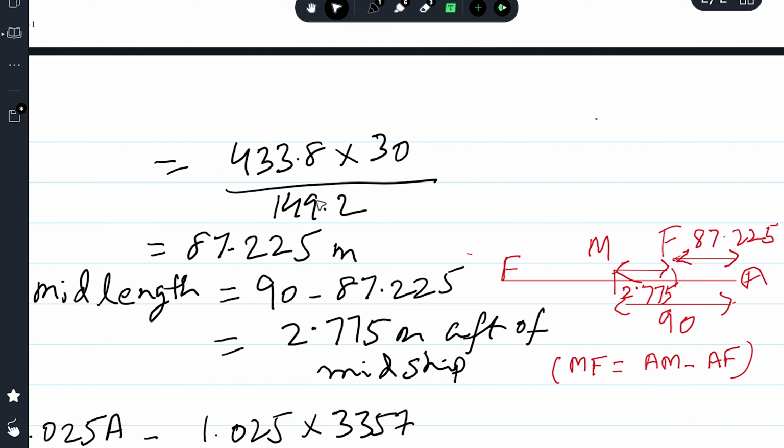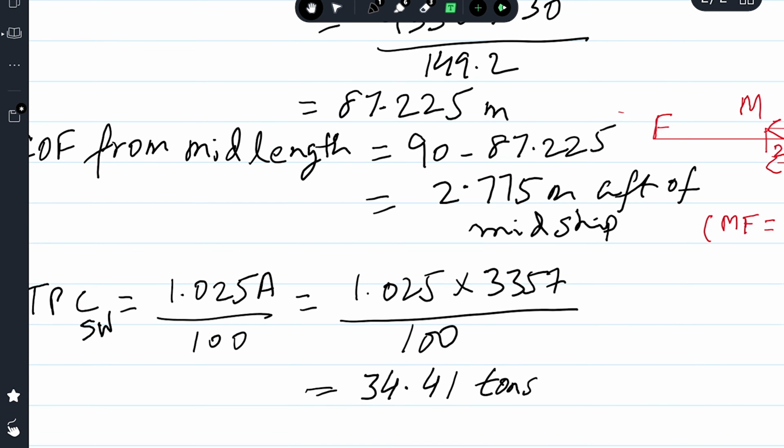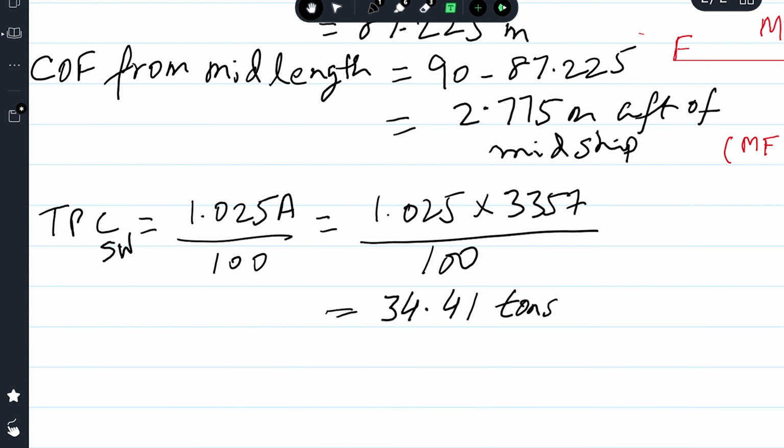Now they are asking TPC if the ship is loading in salt water. Remember, for TPC you must use full area, not the half area. Okay, full area is 3357 square meter. So formula is 1.025, this is the density of salt water, the density of the water in which the ship is floating, into area of the water plane upon 100. So TPC for this water plane area is 1.025 into 3357 upon 100, 34.41 tons.